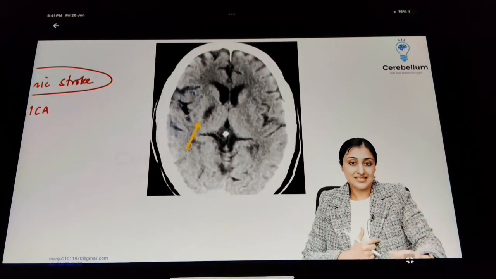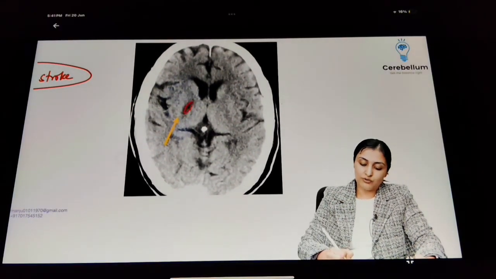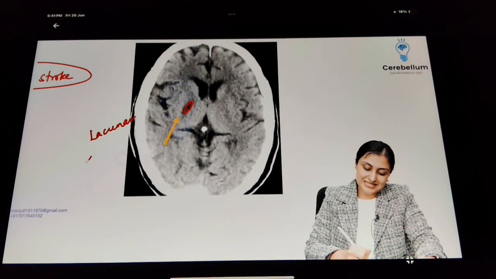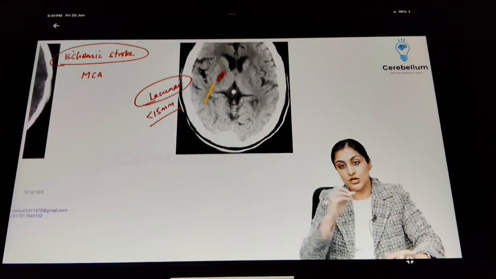On the other hand, what is this now? So this is also an ischemic stroke, now involving the gangliocapsular location again. But this is a very small volume stroke. So such a small volume stroke, definition-wise, any stroke less than 15 mm in diameter, particularly involving the basal ganglia, is called as lacunar stroke. This lacunar stroke affects the same.